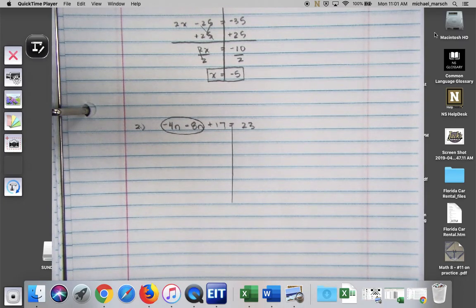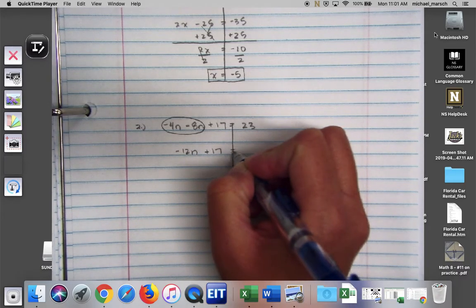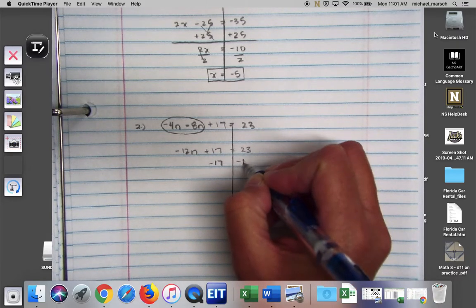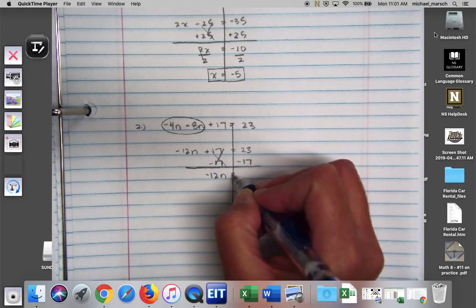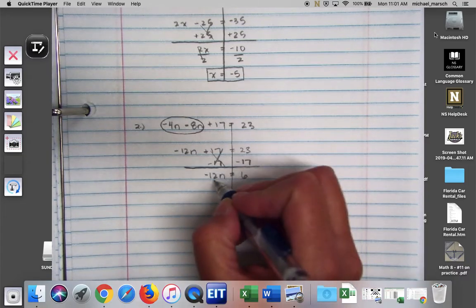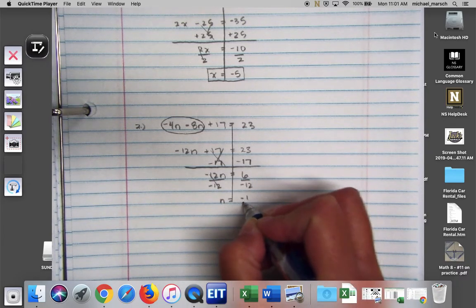What's it going to be? I'll give you a hint. It's still negative. Negative 12. Negative 12n plus the 17 equals 23. And now I've got my two-stepper. We love our two-steppers. So I'm going to subtract 17 from both sides. I'm left with negative 12n equals 6. Divide both sides by negative 12. And I'm going to have n equals negative 1/2.